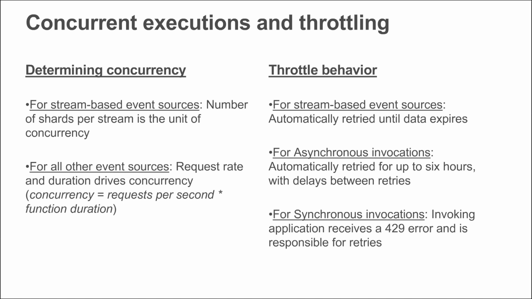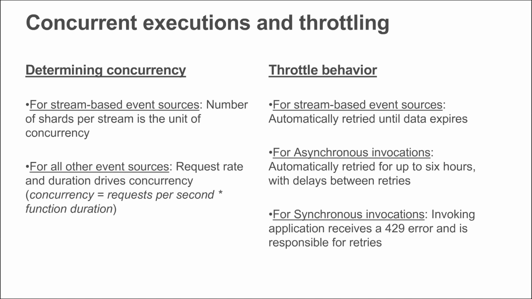So the throttling behavior actually will change based on what type of request it is. For stream-based event sources, even if you do get throttled, it's not going to make any difference. The data is going to stay in the stream, so that gets automatically retried the moment you are no longer throttled. For asynchronous invocations, in case you get throttled because there is not enough concurrency for you to process your incoming data, that data starts getting queued and it will be automatically retried for up to 6 hours with a delay between retries. So we will automatically manage all of that for you, and this doesn't count towards an error. This only counts towards a throttle.